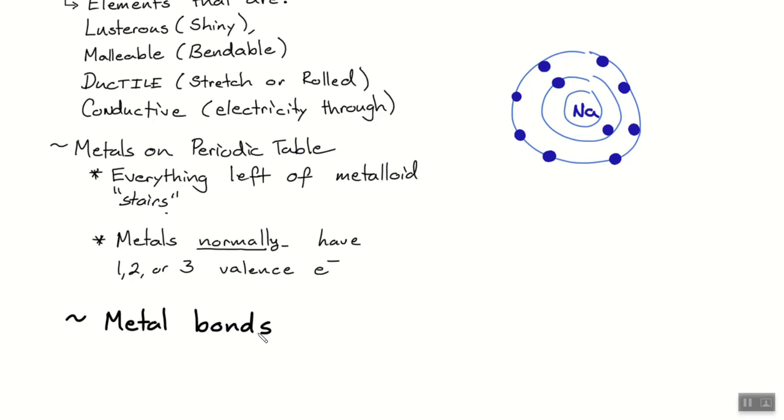So all the metals have 1, 2, or 3 valence electrons. Is there anything on your periodic table that has 5 or 6 or 7 valence electrons? Anywhere on the table? Fluorine, chlorine, sulfur, all these yellow things, right? Which means metal bonds really well with what other type of element?